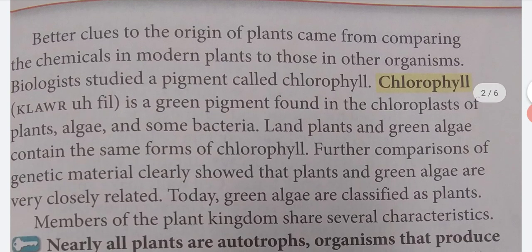Better clues to the origin of plants came from comparing the chemicals in modern plants to those in other organisms. Biologists studied a pigment called chlorophyll. Chlorophyll is a green pigment found in the chloroplast of plants, algae, and some bacteria. Land plants and green algae contain the same forms of chlorophyll. Further comparisons of genetic material clearly show that plants and green algae are very closely related. Today, green algae are classified as plants.